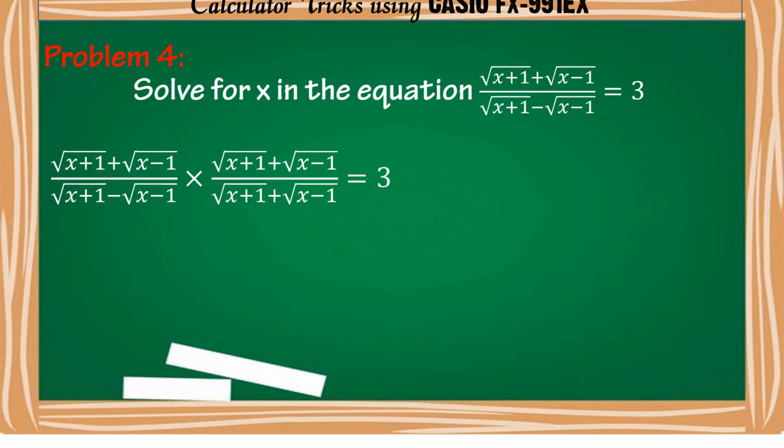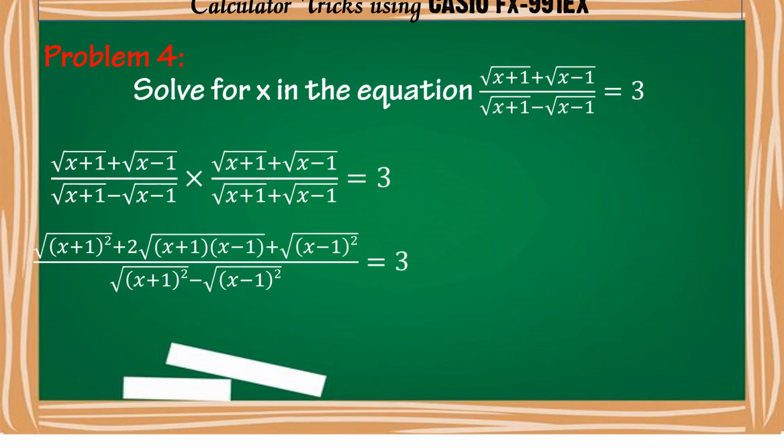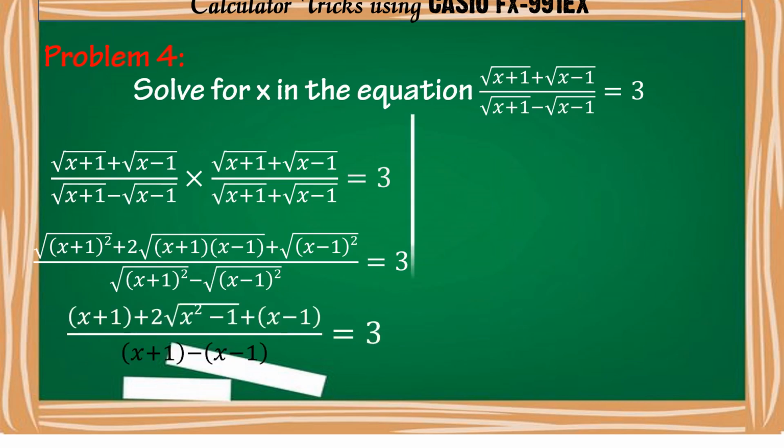To multiply the numerator, apply the square of the binomial. And for the denominator, apply the sum and difference of two binomials, which will result in the difference of two squares. So, yan po ang ating magiging equation. Simplifying further, we will have x plus 1 plus 2 square root of x squared minus 1 plus the quantity x minus 1, divided by x plus 1 minus the quantity x minus 1, equals 3.